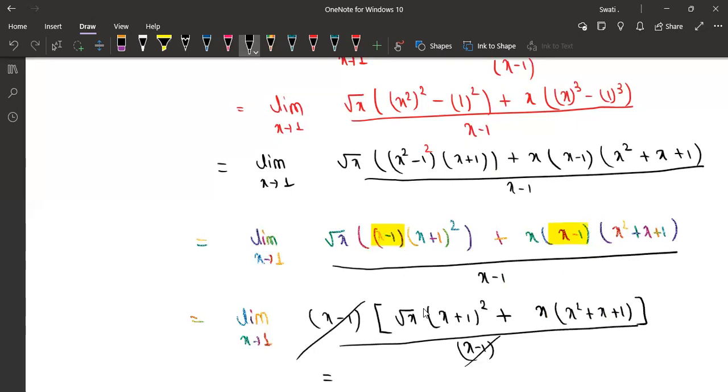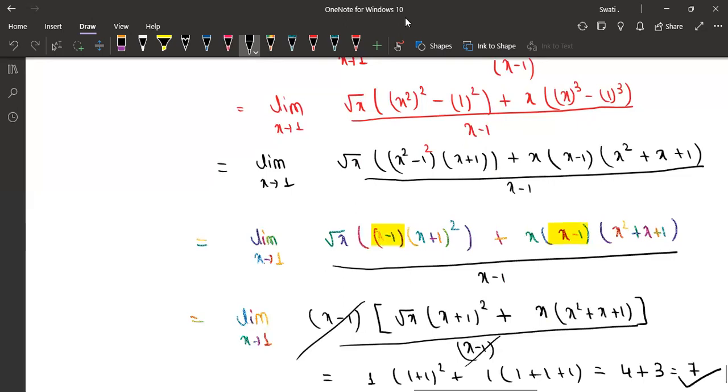And now we can put the value of x, 1 directly. So root 1, that is 1 only. And then 1 plus 1 whole square plus 1 times 1 square plus 1 plus 1. So what is this? 1 times, you can just skip that, 1 plus 1 is 2, 2 square is 4, plus 1 plus 1 plus 1, that is 3 only, and 4 plus 3 is 7. So 7 is the answer of this question.